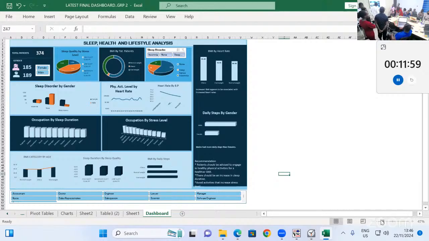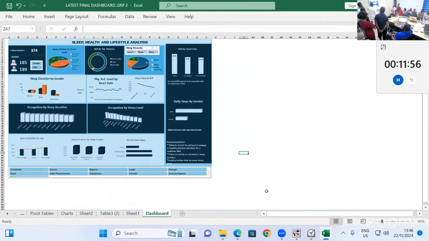Based on our dashboard, some of the things we analyzed is sleep disorder by gender. From our dashboard, we can see that some of the sleep disorders we encountered were insomnia and sleep apnea, and then the majority of the patients didn't have any sleep disorder. We analyzed it by gender, and we can see that insomnia, though it's fewer patients, among those fewer patients, the majority of them were male, and the fewer ones were female.